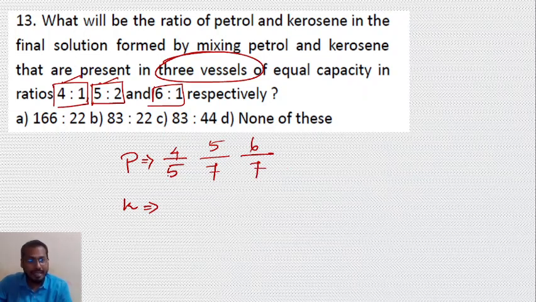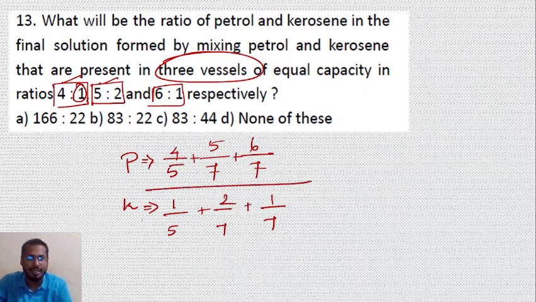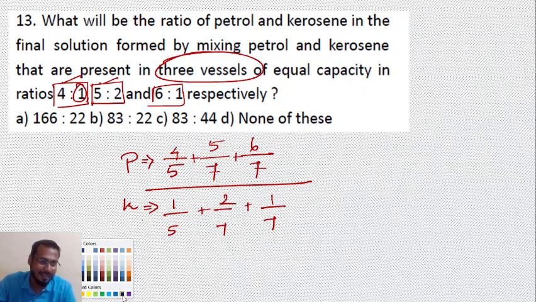And in kerosene, same. Out of 5, 1 part is kerosene. And out of 7, 2 parts is kerosene. Out of 7, 1 part is kerosene. So just add these values separately, these values separately. This is petrol, this is kerosene. Take the ratio, you will get the answer. That's it. Simple. Right?